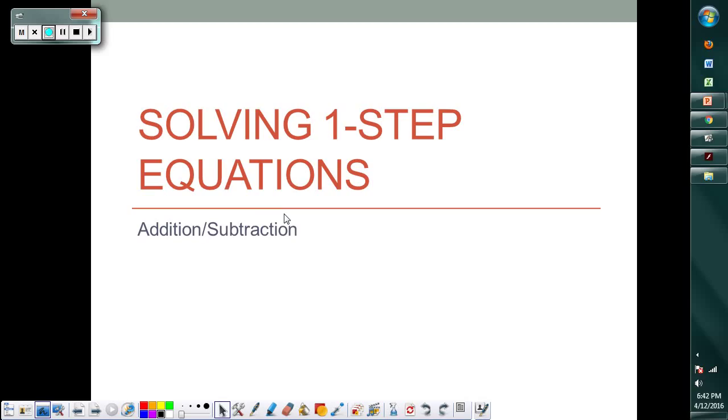Alright, this is going to be our introductory lesson to how to use the application. And so we're going to start out pretty easy with solving one-step equations that contain addition and subtraction.